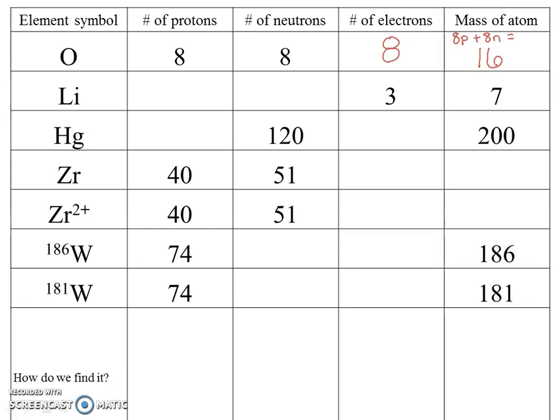Remember, these are mass numbers for individual atoms. This is not the average atomic mass that you find posted on a periodic table.